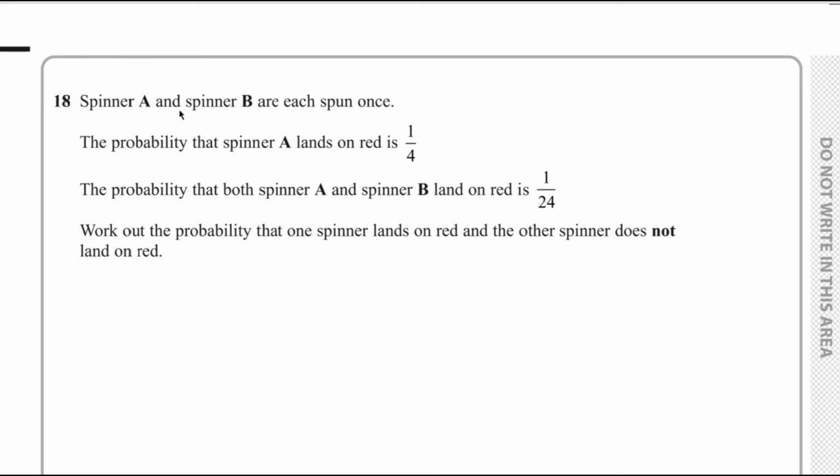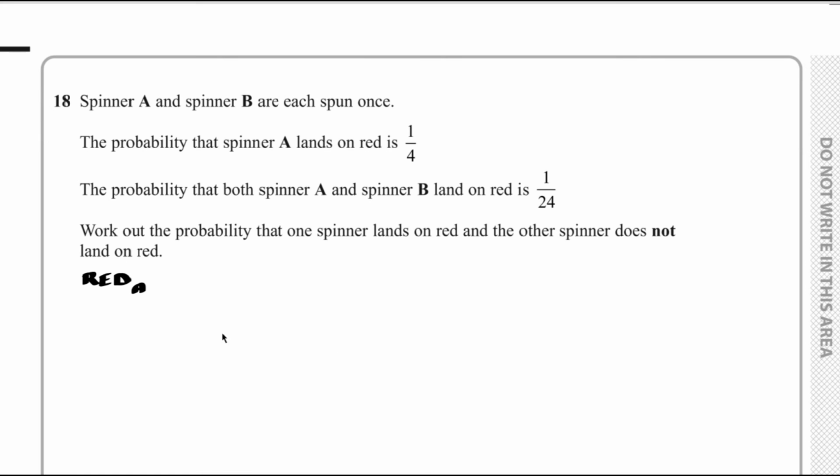Question number 18. Spinner A and spinner B are each spun once. The probability that spinner A lands on red is 1/4. The probability that both spinner A and spinner B land on red is 1/24. We have to work out the probability that one spinner lands on red and the other spinner does not land on red. Well, we know that the probability that both spinner A and spinner B land on red is 1/24.